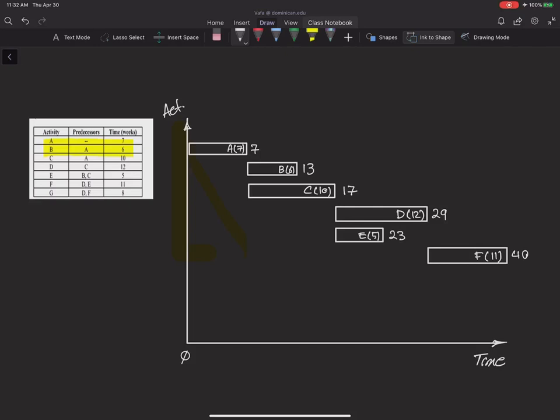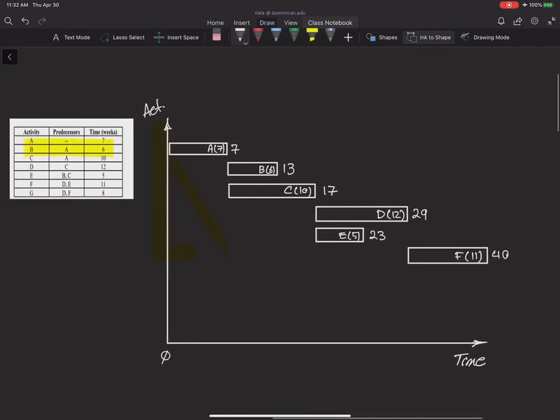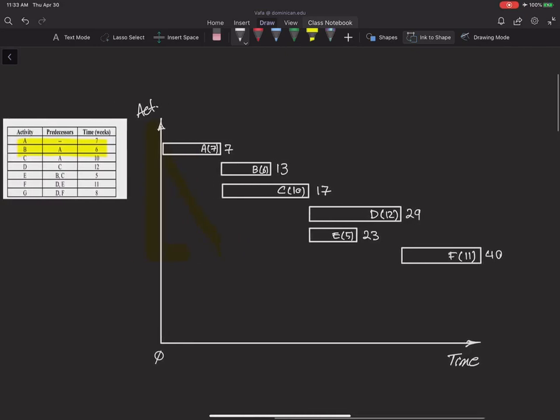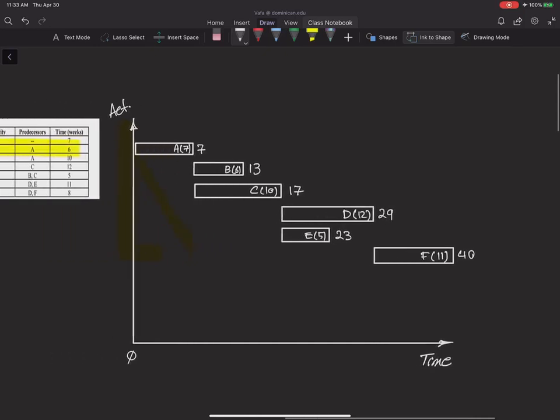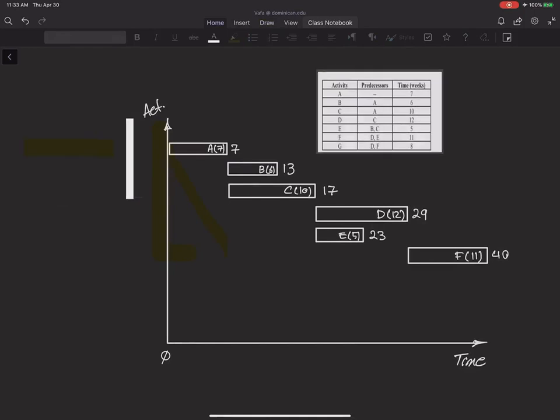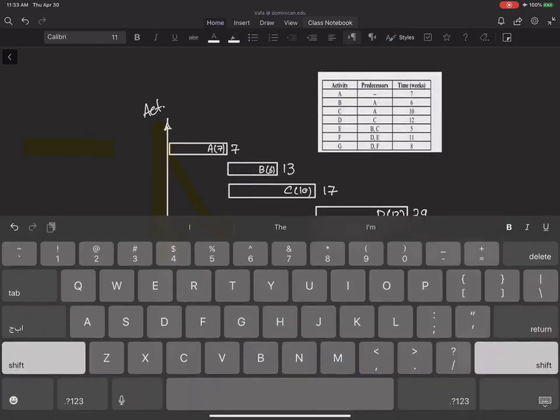And finally, activity G that starts after D and F. Okay, G starts after D and F and goes for 8 weeks. So D and F, meaning, let me move this around so we can see it while we are building the Gantt chart.